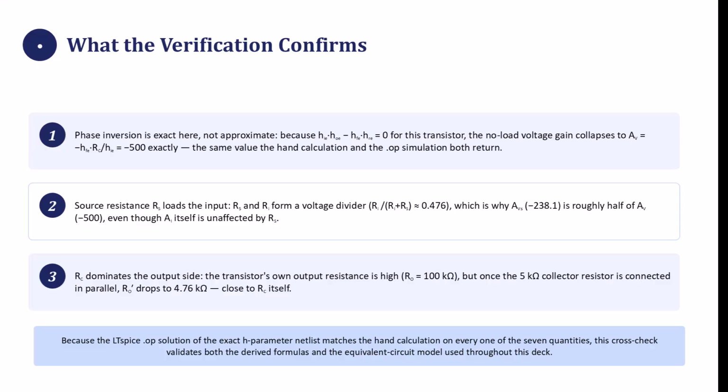Third, this confirms how output resistance behaves. On its own, the transistor's output resistance is very high, 100 kilo ohms. But as soon as you connect the 5 kilo ohm collector resistor in parallel, the combined output resistance drops to 4.76 kilo ohms, much closer to Rc than to the transistor's own resistance. Rc simply dominates that parallel combination.